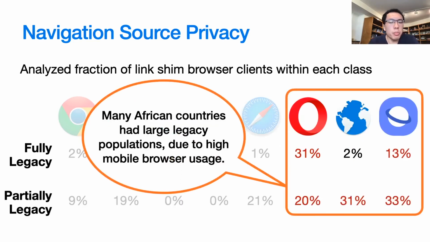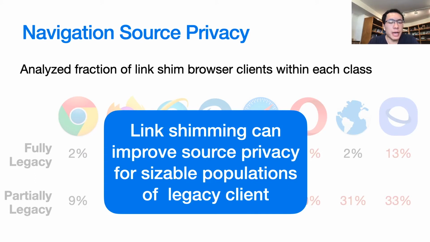Another is that mobile browsers are very popular in many African countries, and they also exhibit large legacy populations. So as a result, several African countries such as Ethiopia, Angola, Sudan, and the Democratic Republic of Congo actually had very large legacy client populations. In fact, in some of these countries, the majority of clients were legacy. So from this, we see that link shimming can improve navigation source privacy for these legacy clients, which are actually, in practice, a rather sizable population, especially in certain geographic regions.